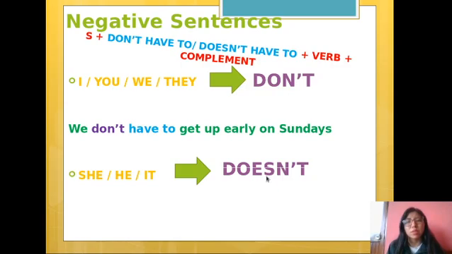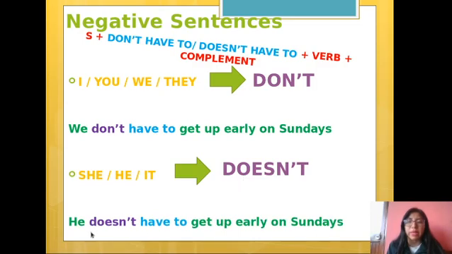¿Cuándo utilizamos esto? Okay? Recuerde, when you have the subject I, you, we, and they, you are going to use don't. Okay? For example, we don't have to get up early on Sundays. Okay? And if you have the subject, si usted tiene el sujeto she, he, it, you are going to use doesn't. Vamos a utilizar doesn't, okay? For example, he doesn't have to get up early on Sundays, okay?